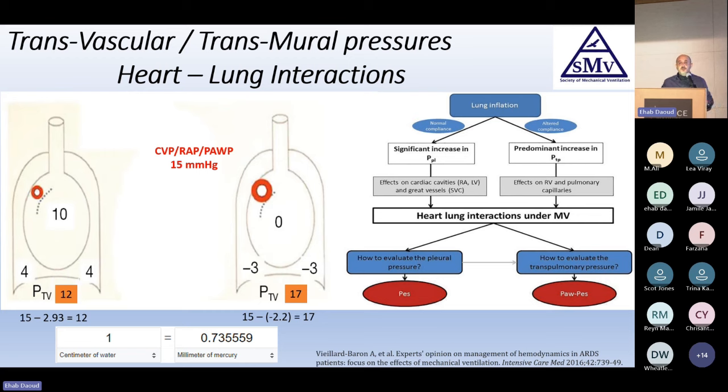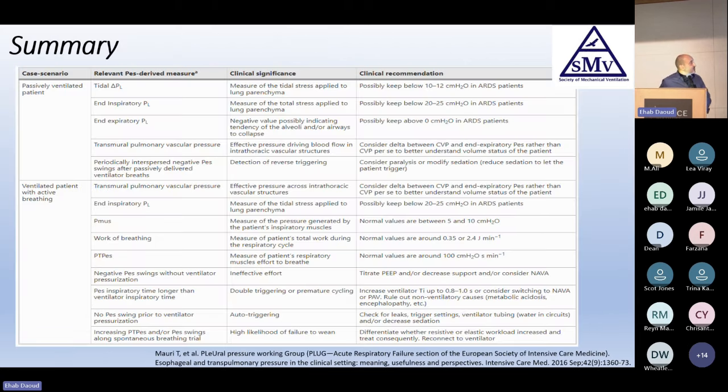So sometimes people are on PEEP of 20 or 25, and their wedge pressure is like 30, and oh my God, they're volume overloaded. Then you calculate the transvascular pressure and it's like, no, the difference is really only 5. That's even less than normal. So we have to take care of this. I'm going to skip the next one. Okay, there is no chance we can go through this. It will be in the handout.